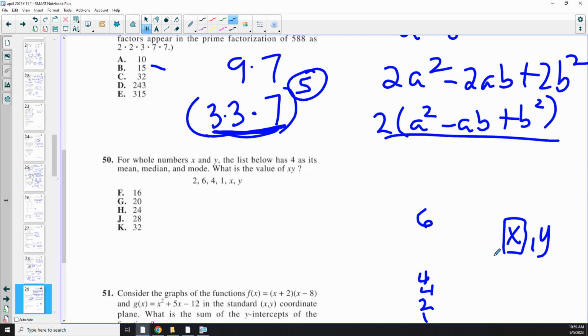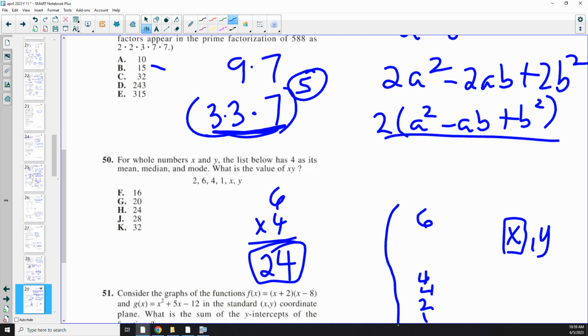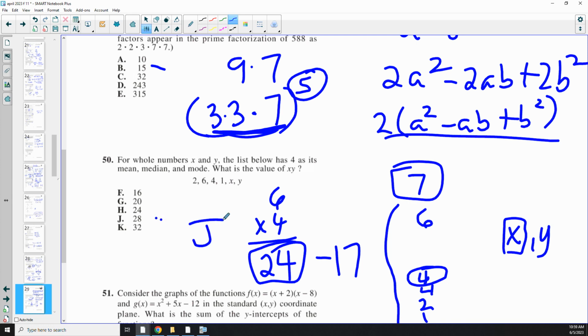Now, here's where it gets crazy. There are 6 numbers. Average is total, so 6 times 4, the sum has to be 24. So take away 1, 3, 7, 11, 17, because there's 17 already there, which means the other number has to be a 7. So one of the numbers has to be 4, and one of the numbers has to be 7. So the product has to be J, 28. Isn't that neat?